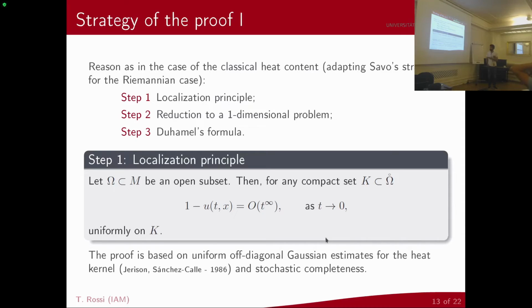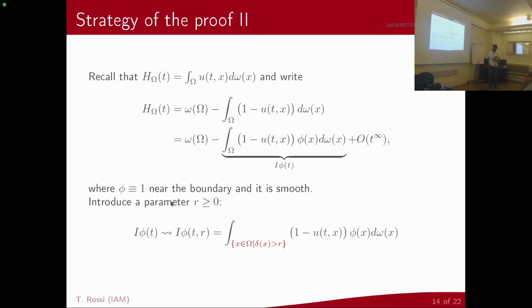Okay, so now that we have this localization principle at our disposal, we want to use it to reduce our problem to a one-dimensional one. So we start from the sub-Riemannian relative heat content, which is the quantity here. Then we add or remove the volume of omega to let the quantity 1 minus u appear on the right-hand side. Now this quantity is amenable to localization. So we multiply the integrand function by a function phi, which is just a cutoff equal to 1 close to the boundary and 0 in the interior.